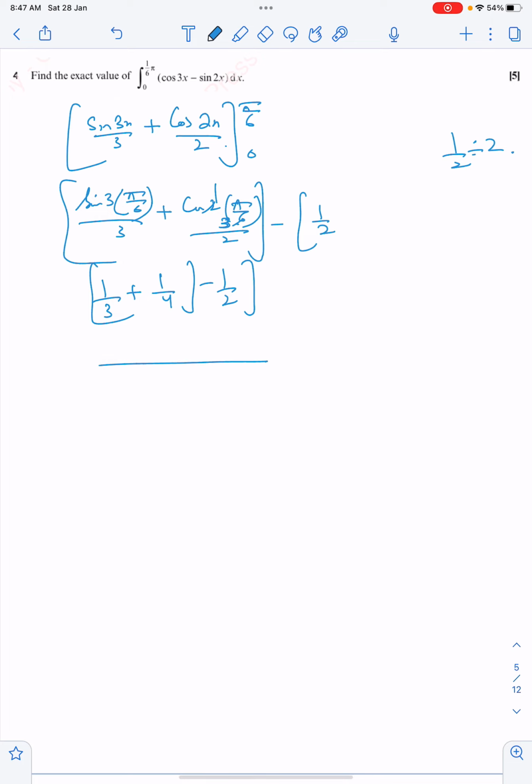Okay, so I'm taking out the LCM together. LCM is going to be 12, 3 4 times, 4 3 times. 1 upon 12 is the final answer to this question.